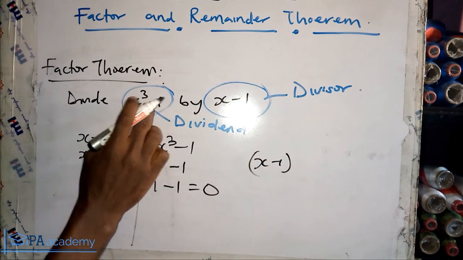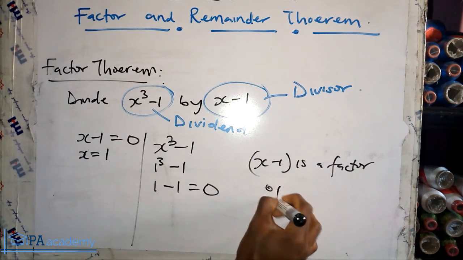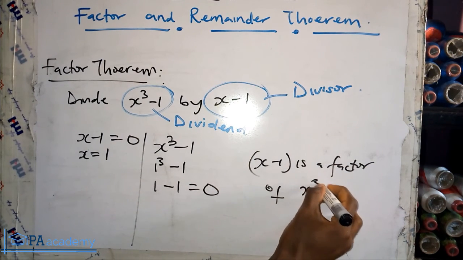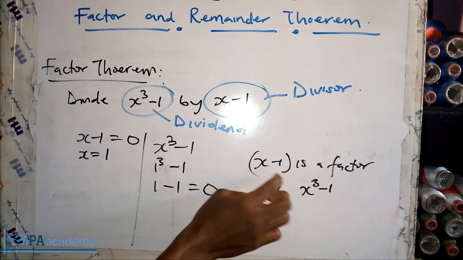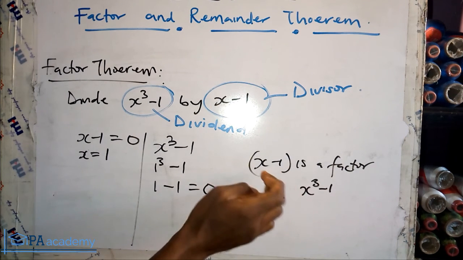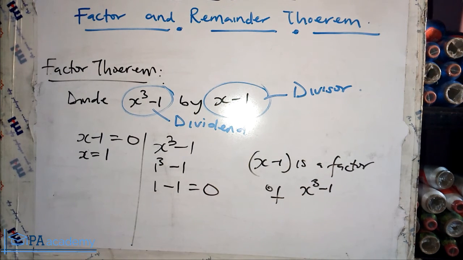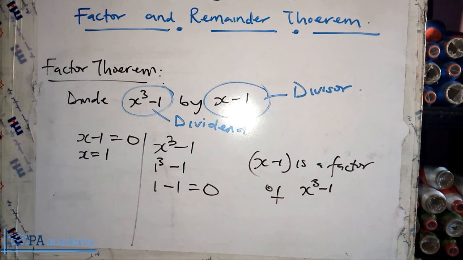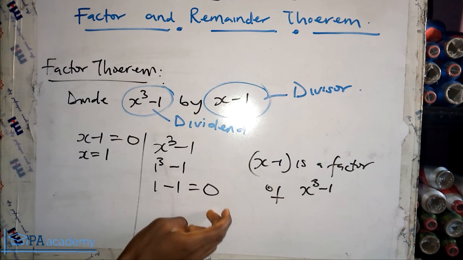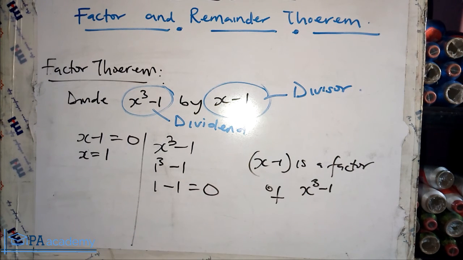a factor of x cubed minus 1. That's because by the time we equate it to 0 and substitute the value of x into this dividend, it is going to give us a 0. So that makes it what? A factor. So x minus 1 is a factor of x cubed minus 1. If it is not giving us 0 and is giving us a remainder, then it might not really be a factor.